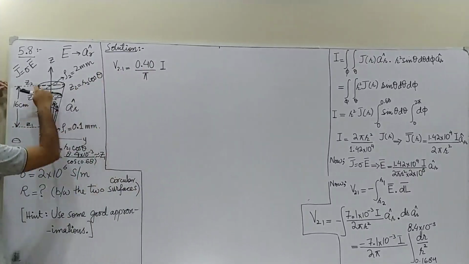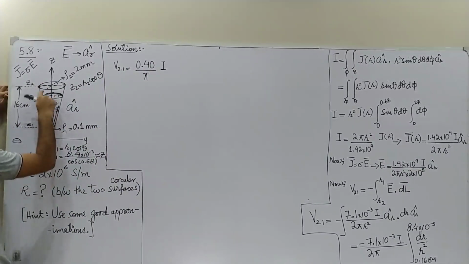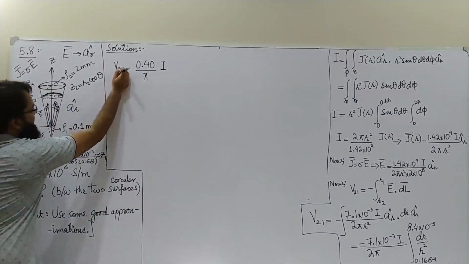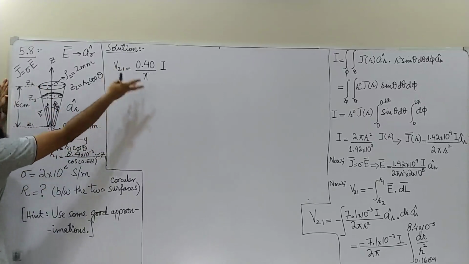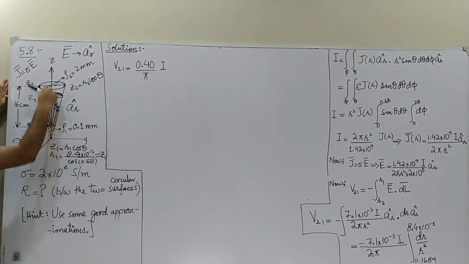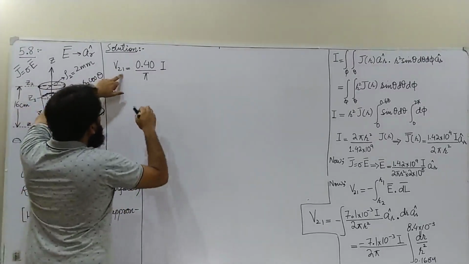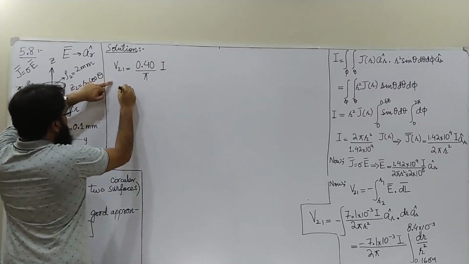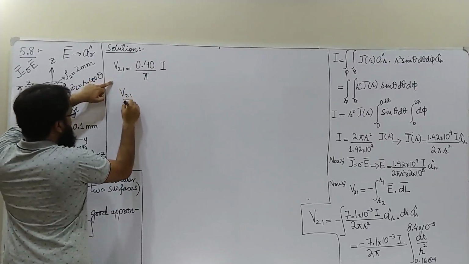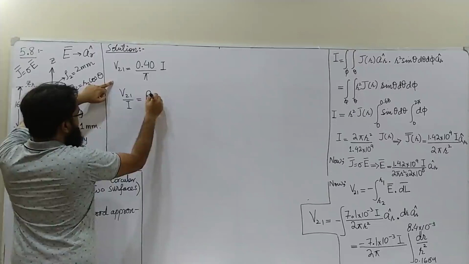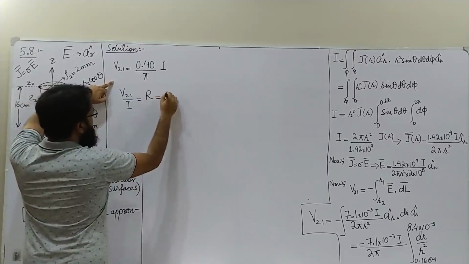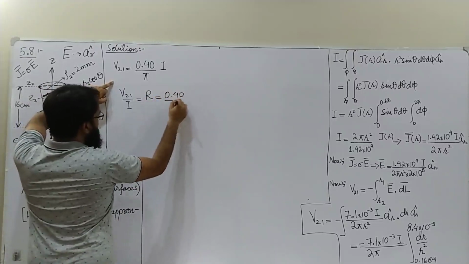So V12 is the potential difference between these two faces, all right, and it really does not matter whether you take V12 or V21, potential difference between these two or these two. Why? Because Ohm's law is isotropic, it does not matter. So potential difference divided by current gives us resistance, which is equal to 0.40 pi.